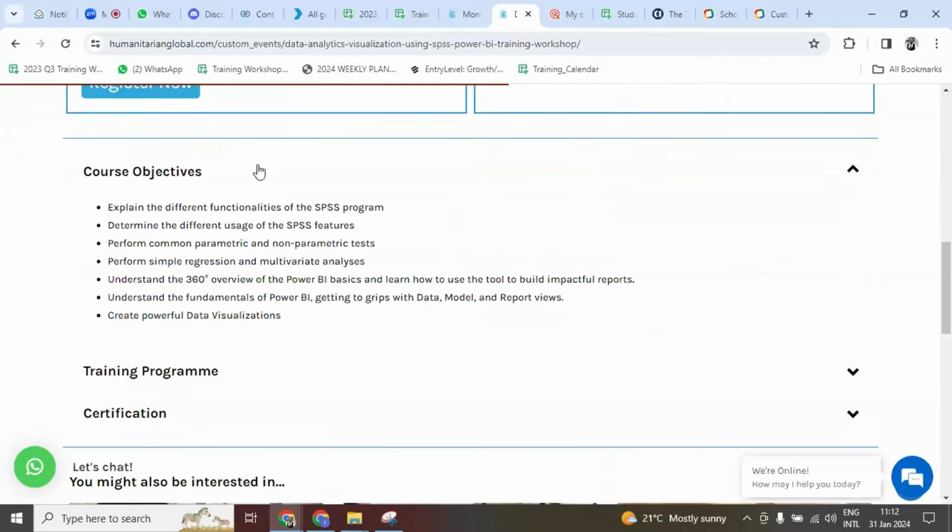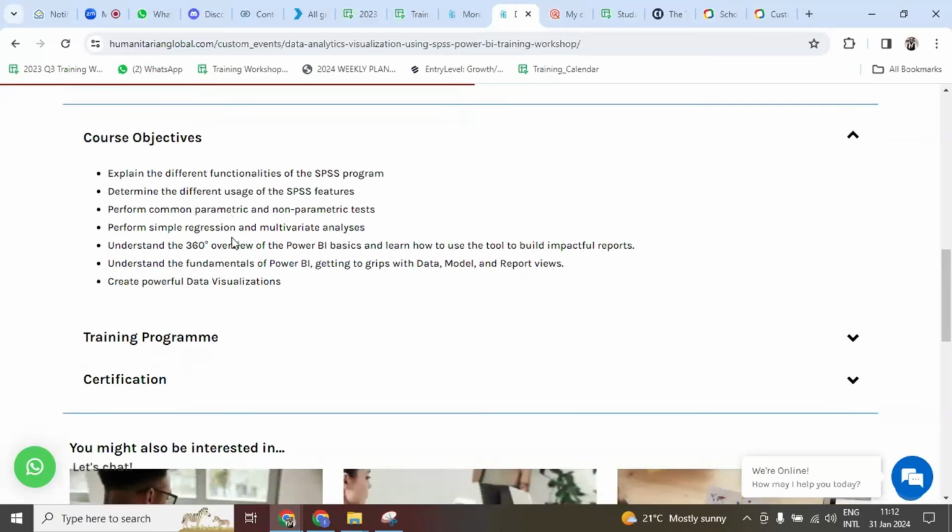And the essence of this training is just to help you understand the different functionalities of SPSS, determine the different usage, perform tests, parametric and non-parametric tests using the programs, also get to understand about simple regression and multivariate analysis, also get the 360 overview of Power BI, fundamentals of Power BI as well, and also how to perform data visualizations using Power BI.